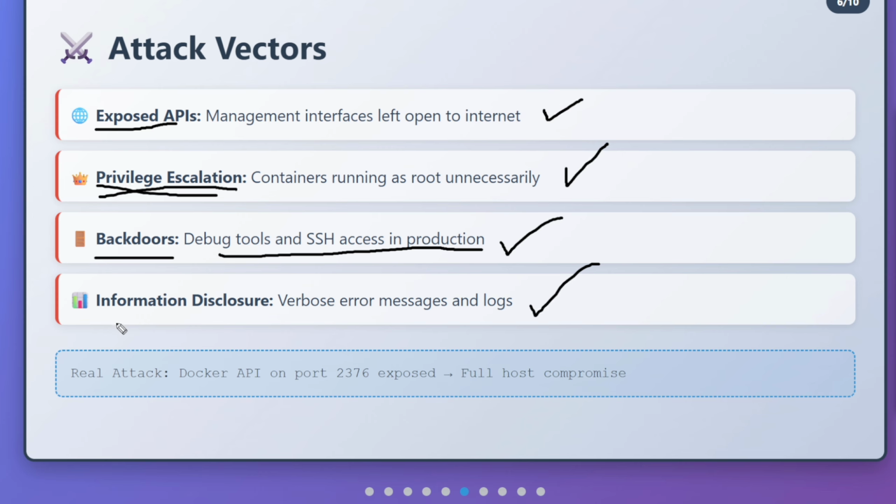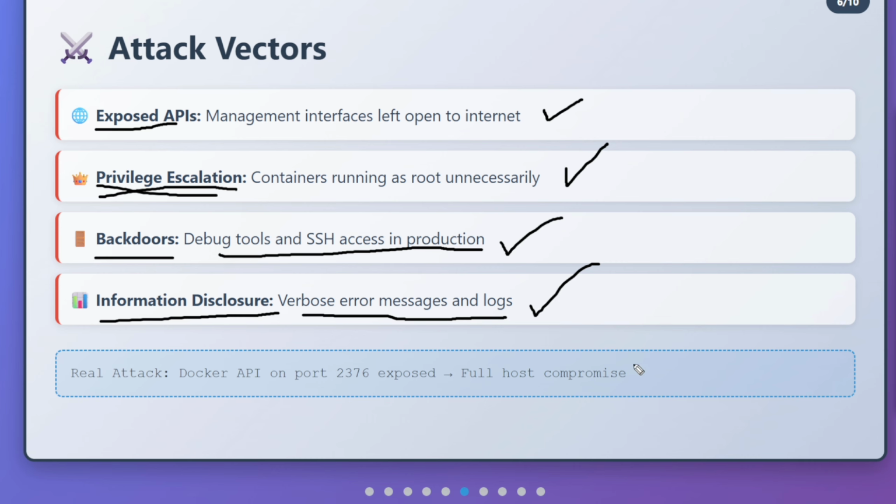And the next attack vector was information disclosure. Especially detailed error messages or logs can leak sensitive information of the system, and also show the file system paths, tokens, or internal APIs that attackers can use to plan the attacks. Information disclosure contains verbose error messages and logs. Okay, verbose is the argument they use for debugging purposes.